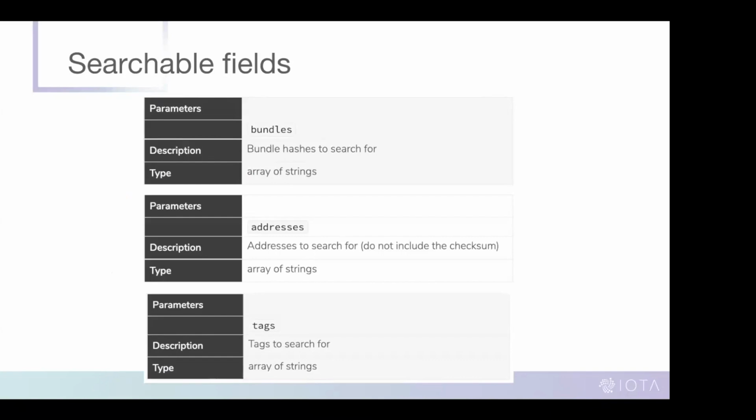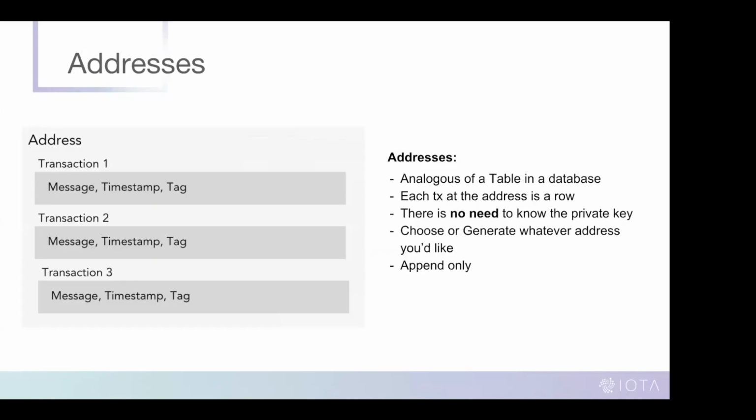So once you publish some information, you can fetch that back either as a bundle, so a group of transactions, an address, which is like an entry in a database, a table in a database, you can fetch that back, or in tags, which is another way of kind of linking to that information. So I'm talking about various different concepts that might be a bit abstract. So an address, you can think about it as just a table in a database. So each transaction that is sent to that address is a row that has been added to it.